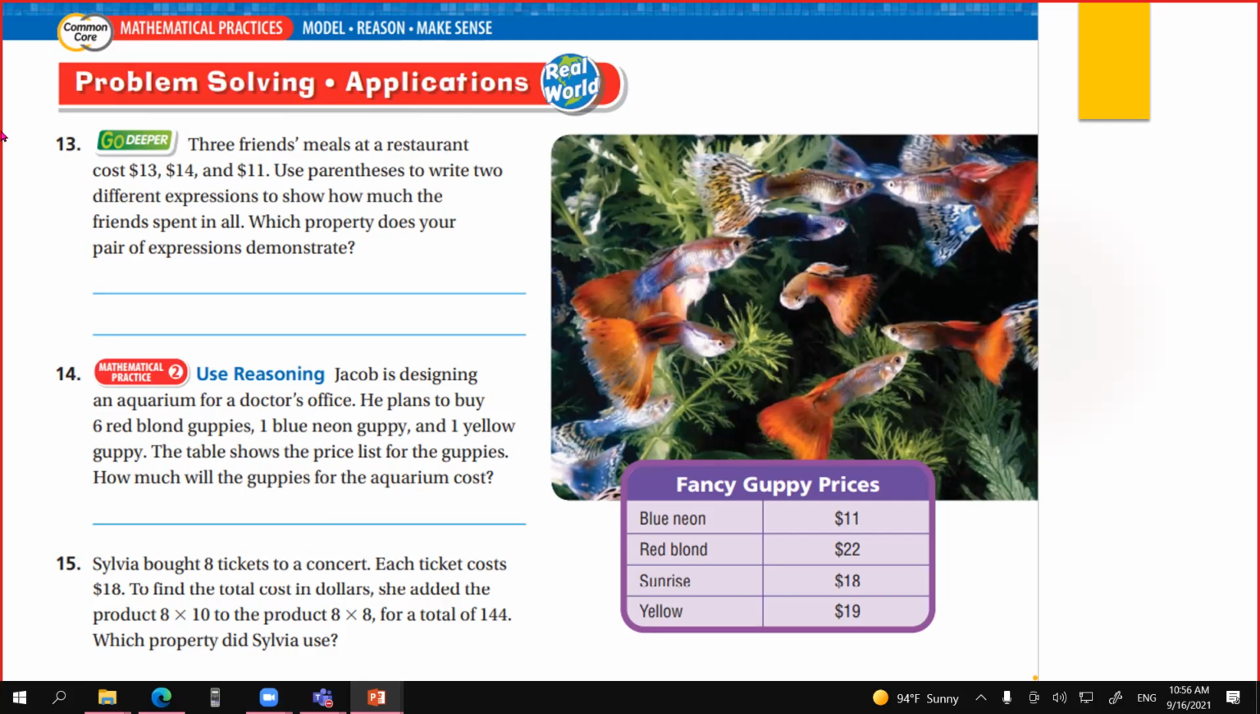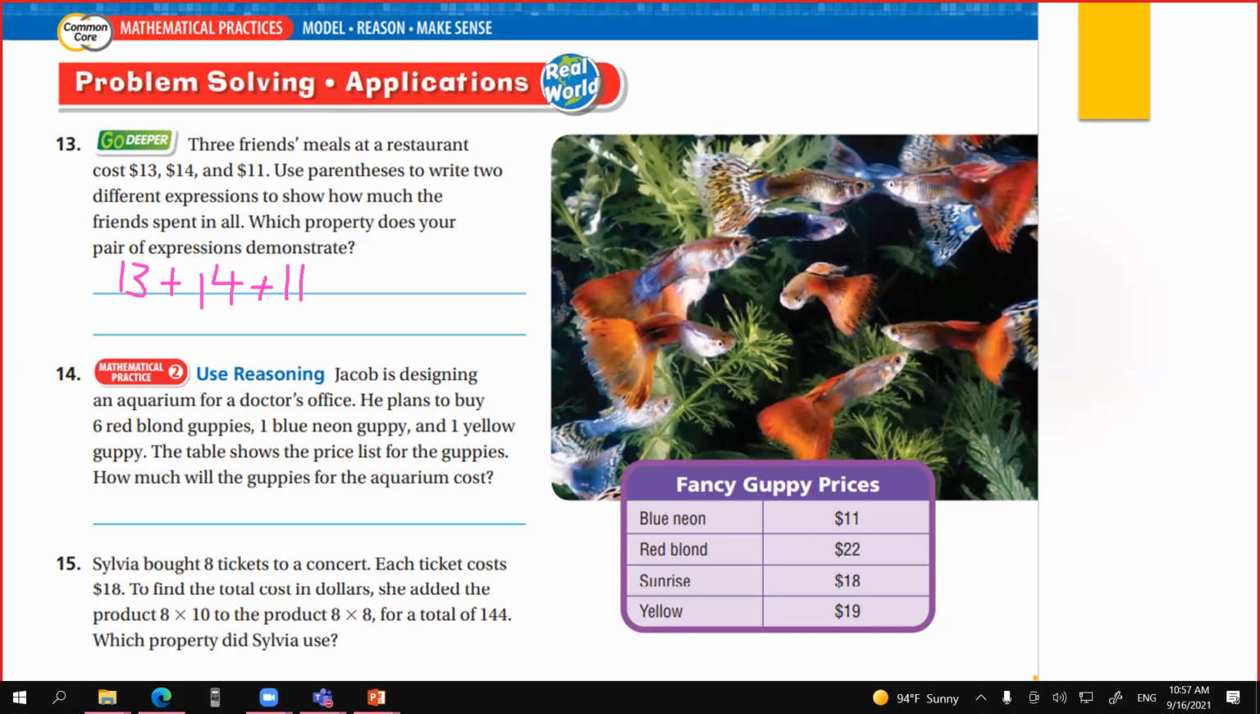Now, here, number 13. 3 friends' meals at a restaurant cost $13, $14, and $11. Use parentheses to write 2 different expressions to show how much the friends spent in all. Here we have 3 costs of meals: 13, 14, and 11. And they ask me to find how much the friends spent in all. When you say in all, do you add or multiply? Add, bravo. So let's add them.